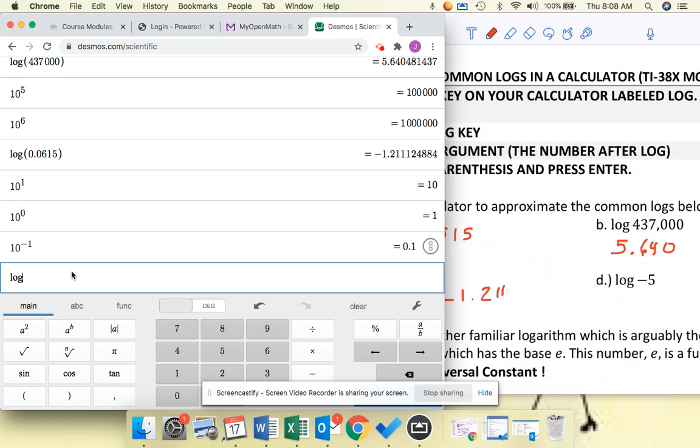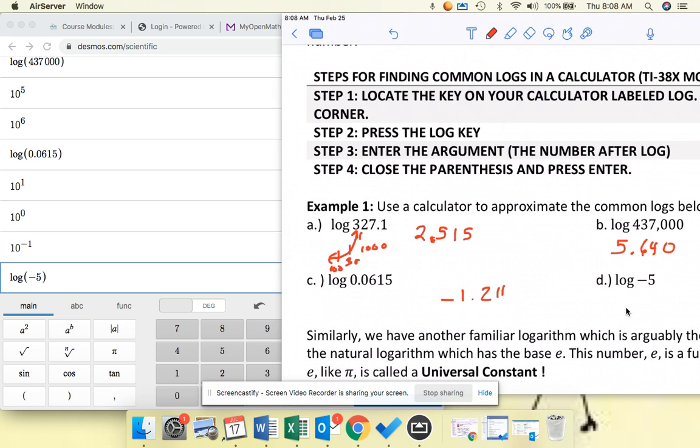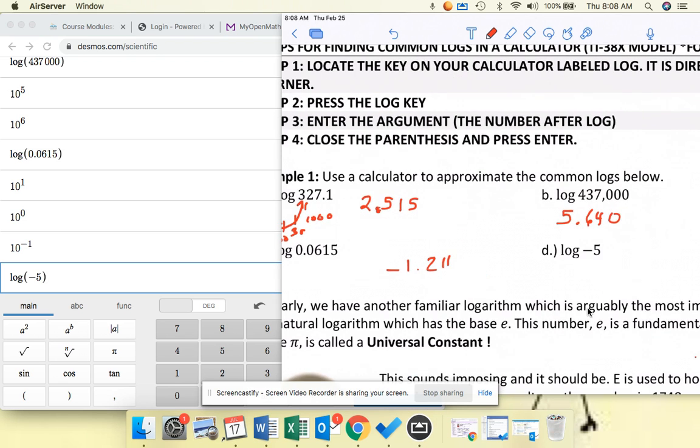The last one here, log of negative 5. Ooh, fascinating. Why on earth would log 10 of negative 5 not exist? Why is this undefined? Well, let's think about it. Let's rewrite this one, we'll call it x. If we rewrite it as an exponent, that's 10 to the x is equal to negative 5. Oh, that's right.